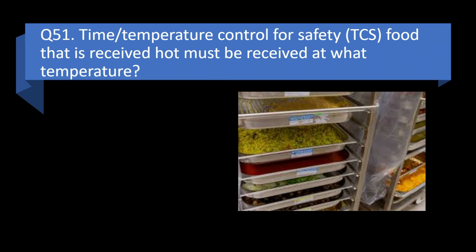Question 51. Time temperature control for safety, TCS, food that is received hot must be received at what temperature? Greater than or equal to 125 degrees Fahrenheit, greater than or equal to 135 degrees Fahrenheit, greater than or equal to 145 degrees Fahrenheit, or greater than or equal to 165 degrees Fahrenheit. B. Greater than or equal to 135 degrees Fahrenheit.